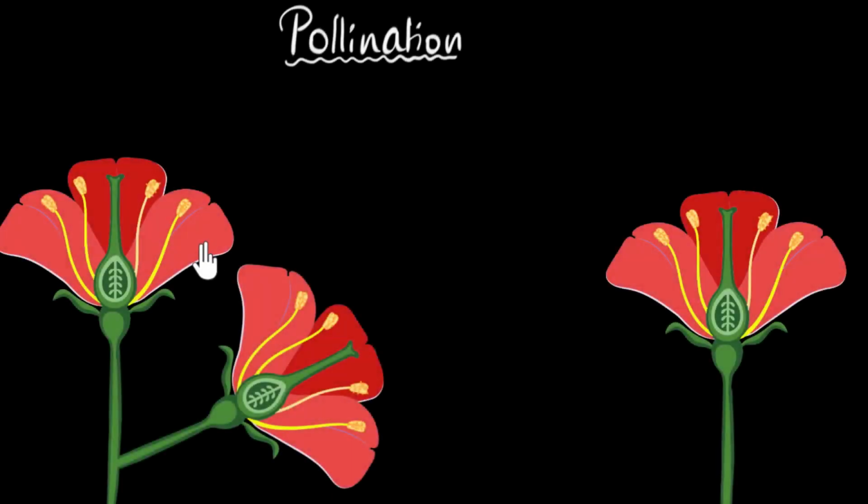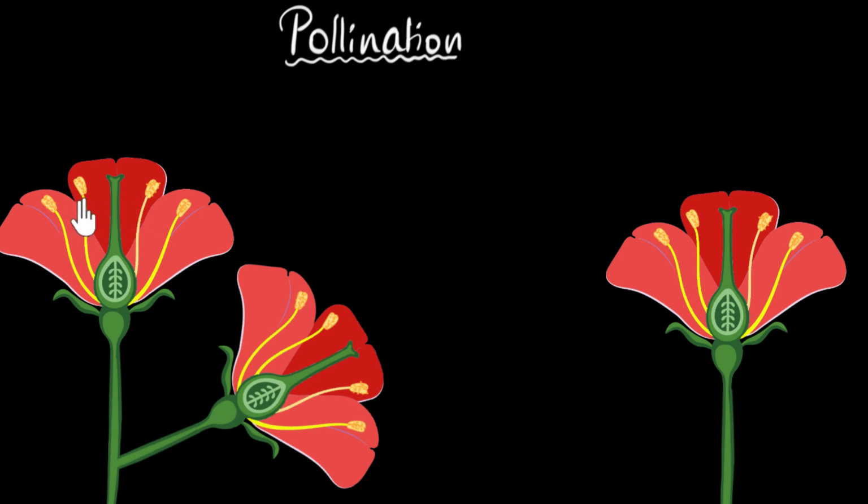Flowers use their beautiful petals and fragrance to attract insects. Why do they do that? Because the insects help them in pollination. So in this video, we're going to see what pollination is, what the different types are, and how exactly the insects help. So let's start with what pollination is.